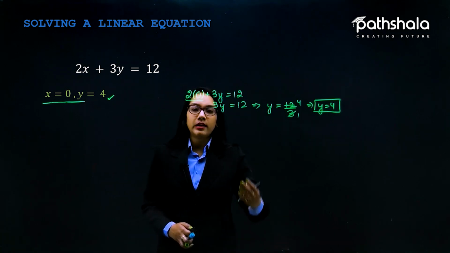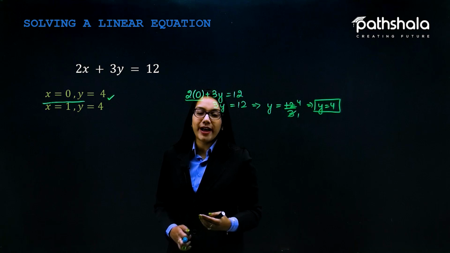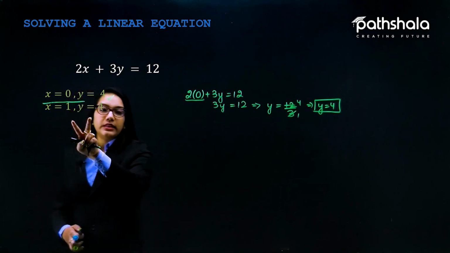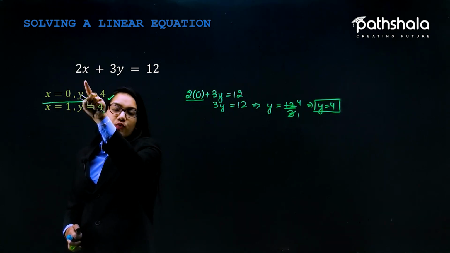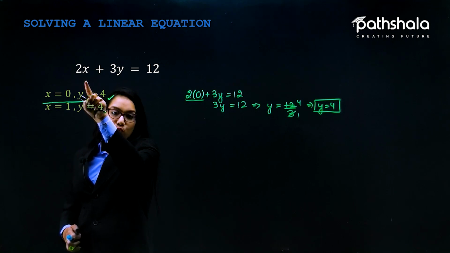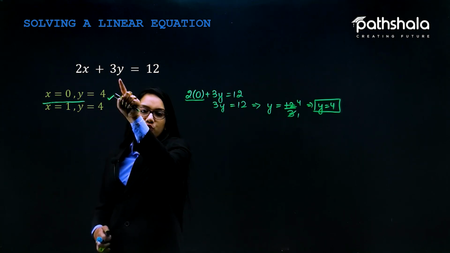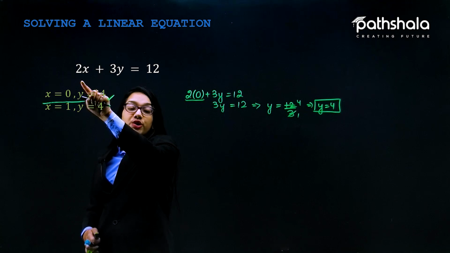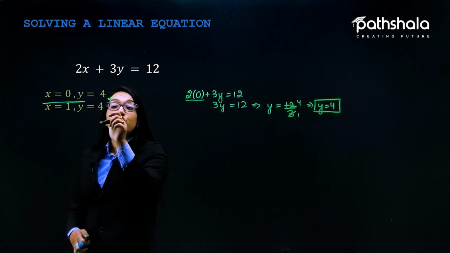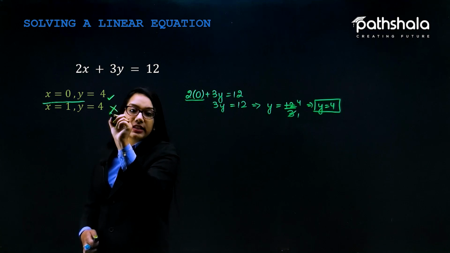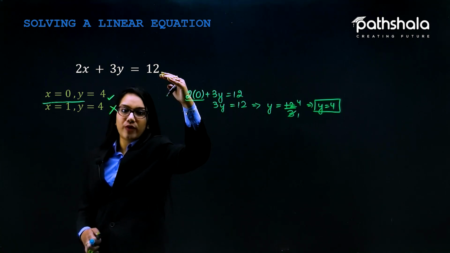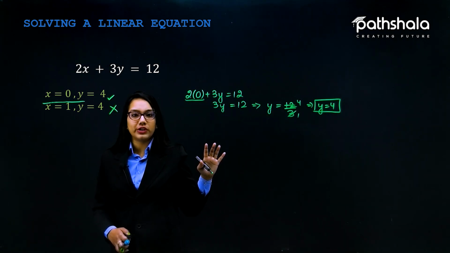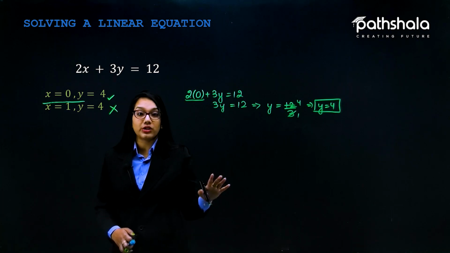Let us take another point as x is equal to 1, y is equal to 4. If we substitute these values, x is equal to 1, so it is 2. Substituting y is equal to 4, y into 3 is 12. So 12 plus 2 is 14. It means that it is not satisfying this particular linear equation in two variables. It means this is not a solution at all for this particular equation.